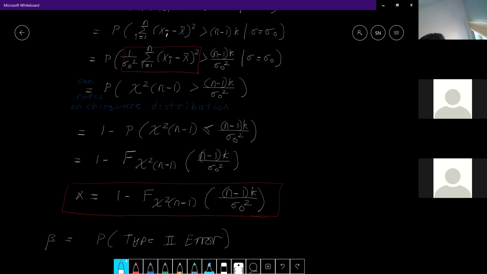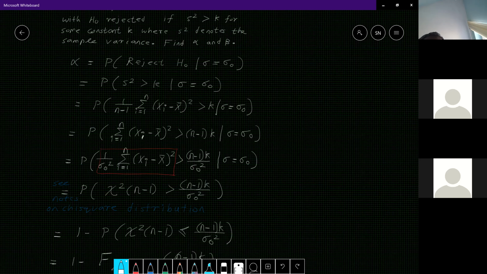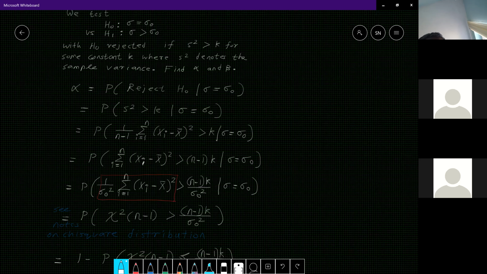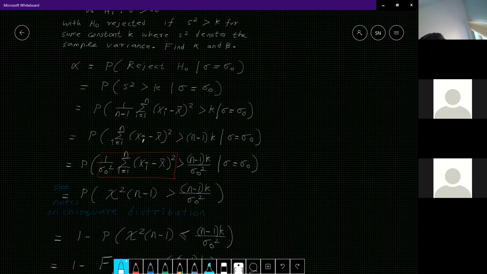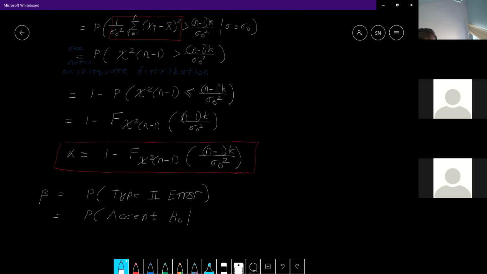Which is the probability of accepting the null hypothesis when the alternative is true. Well, if you look at the question here, the alternative is sigma greater than sigma 0. Okay, so the alternative is sigma greater than sigma 0.